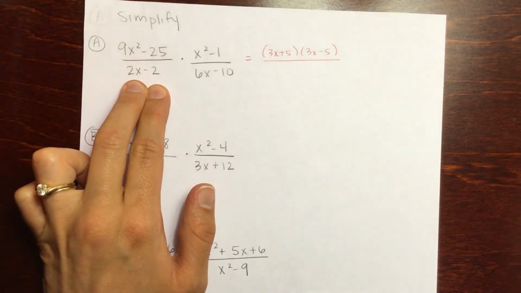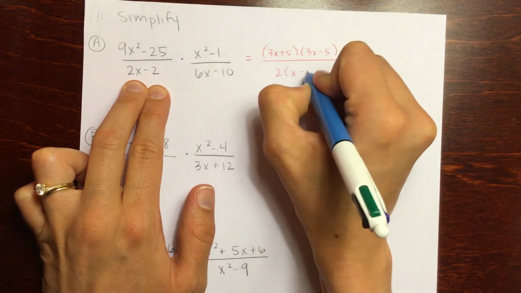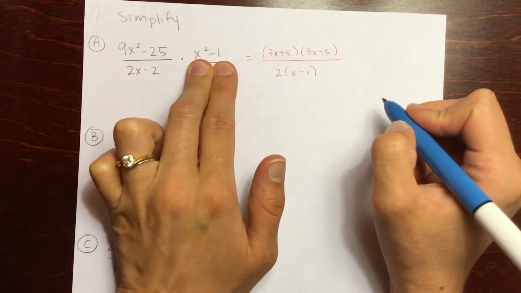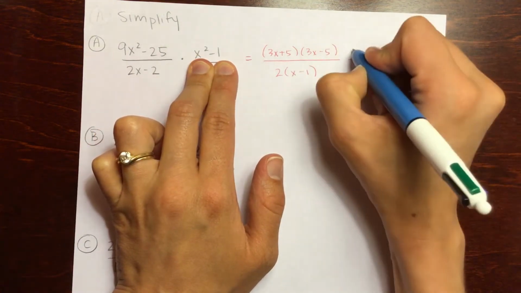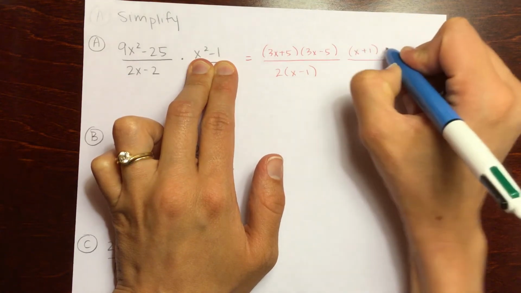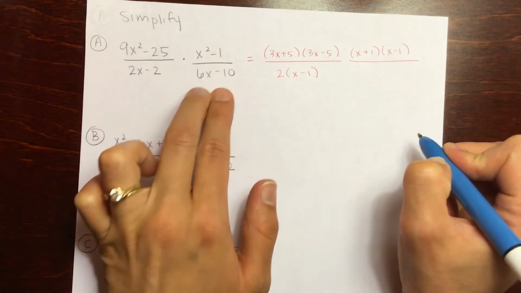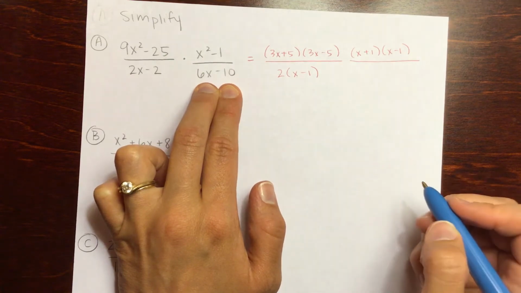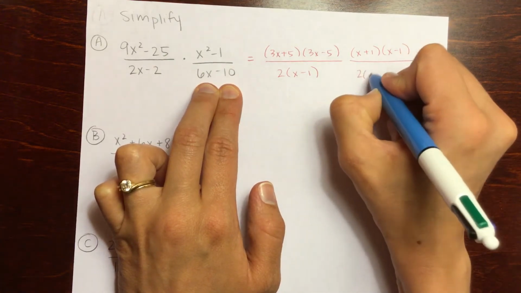In my first denominator, I can divide out a 2. In my second numerator, it's also a difference of squares. And in my second denominator, I can divide out a 2.